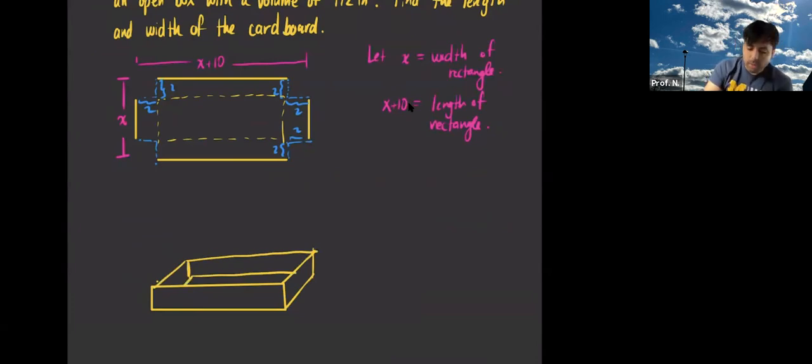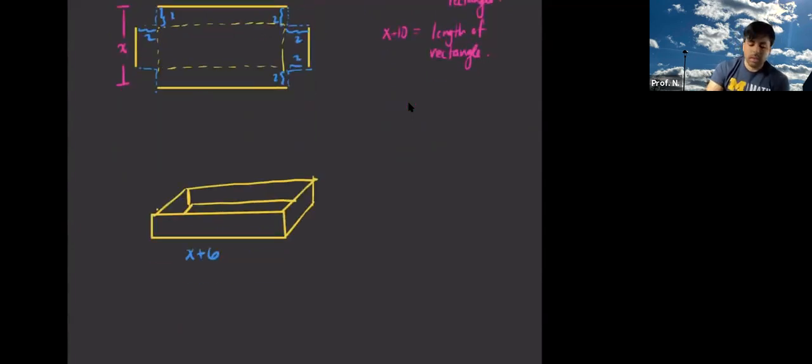Now the question is, what is this new piece here? What is this new length? Well, this was x plus 10 originally, right? But then we subtracted 2 on both of these sides. So this side is going to be x plus 10 minus 4, because I'm subtracting 2 on both sides. So this becomes x plus 6. This is my new length of my box, the length of the open box.